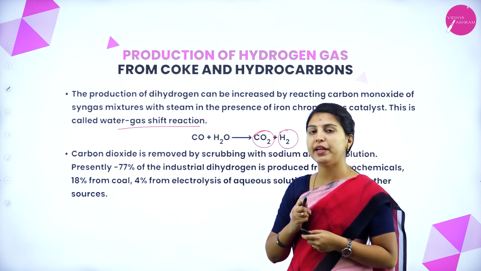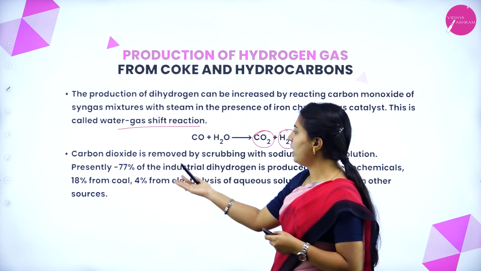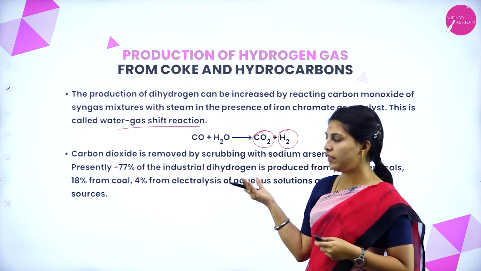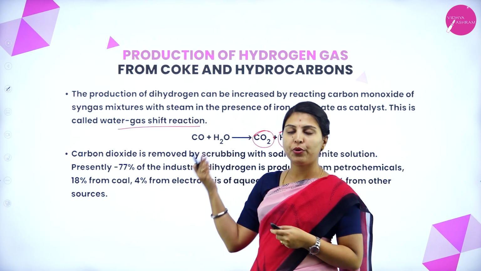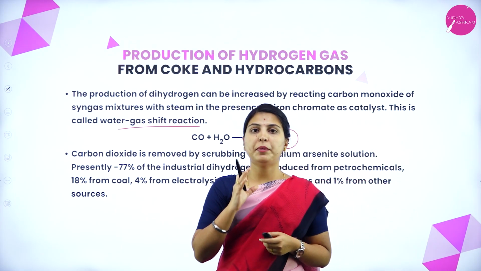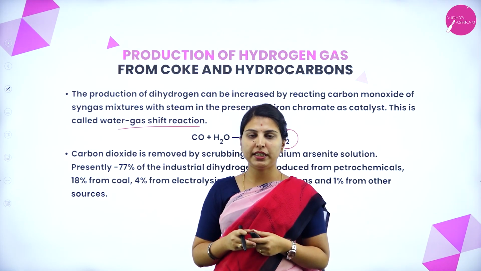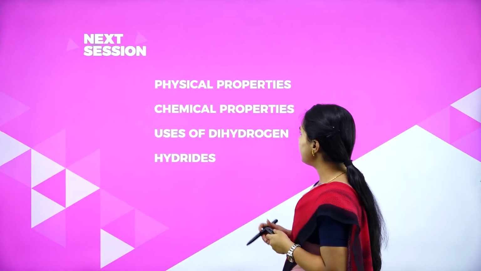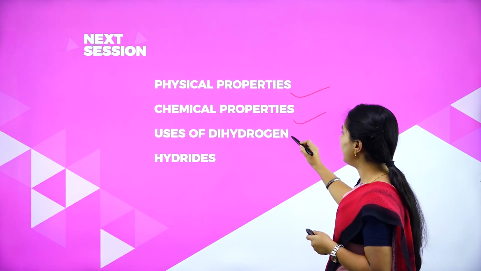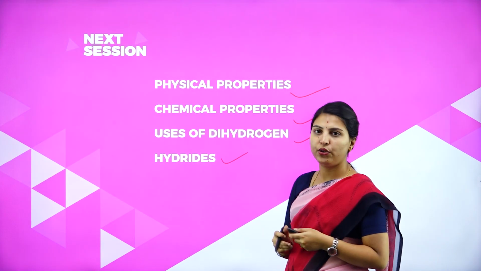Hydrogen gas can be liberated in so many different ways, from different materials. So this is about the preparation of dihydrogen by using different kinds of methods. In the next class, we'll see the physical properties, the chemical properties and the uses of dihydrogen, and we'll see the hydrides with their forms.